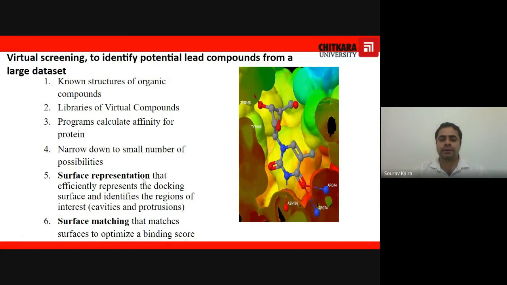Virtual screening with a surface representation shows the docking surface and identifies the region of interest. This picture shows that arginine is an important residue binding with the molecule, tyrosine 165 is there, ASN 100 is there. This is the surface representation. So we can find out the important amino acids and the zone in which they are binding, and we can also optimize the binding score of these molecules.